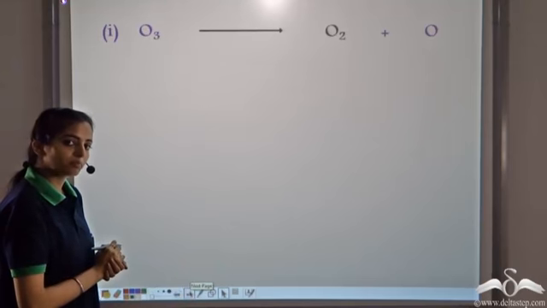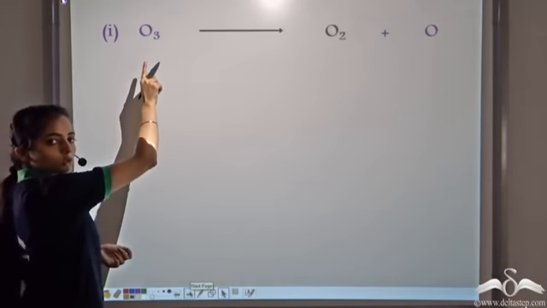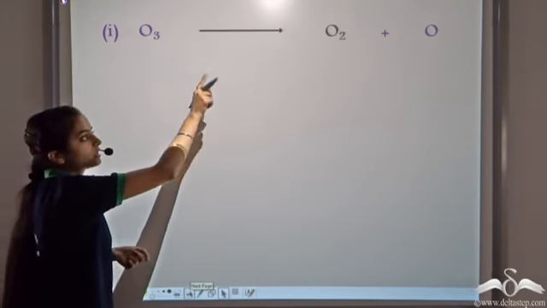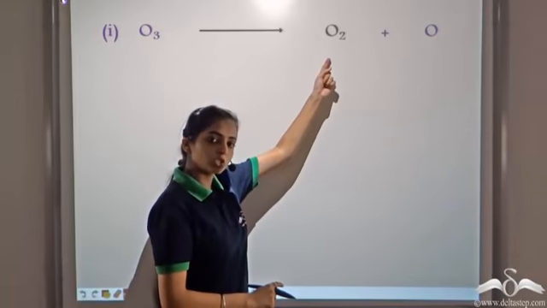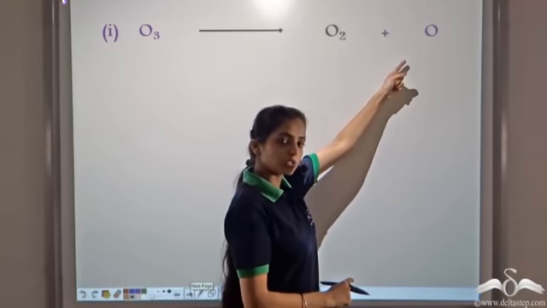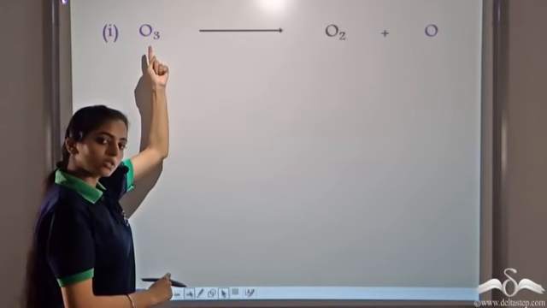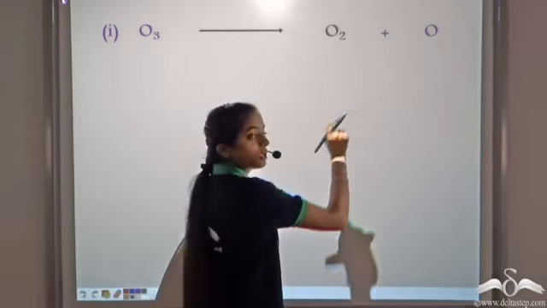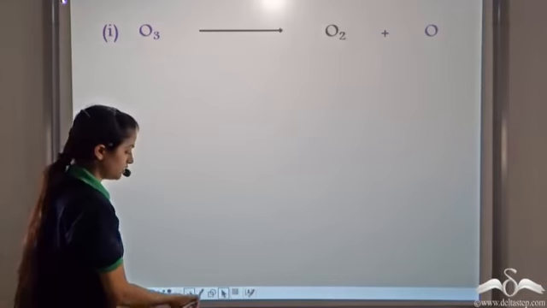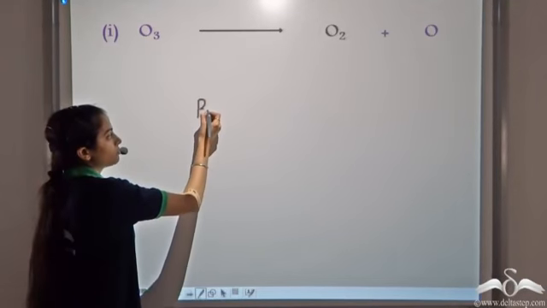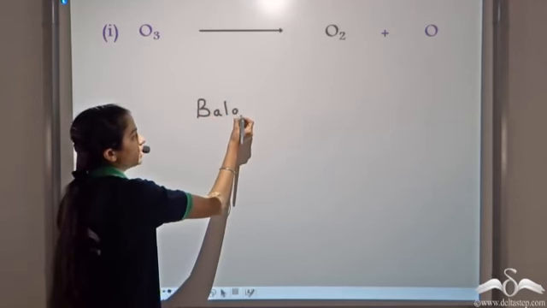Let's take them one by one. So this is our first partial equation. We have ozone, which is O3, gives oxygen molecule, which is O2, plus nascent oxygen. So if we count the number of atoms, we have 3 oxygen atoms on the reactant side and 3 oxygen atoms on the product side. So our first partial equation is already balanced.